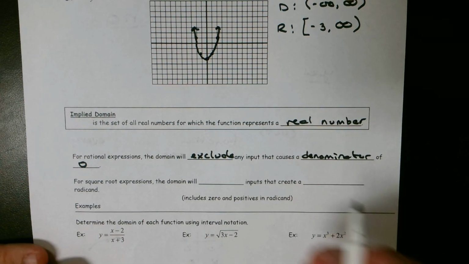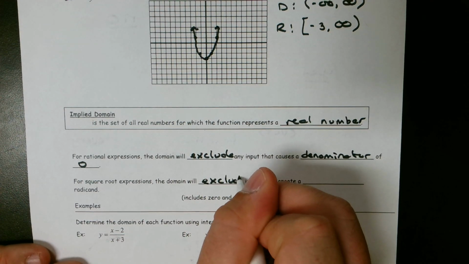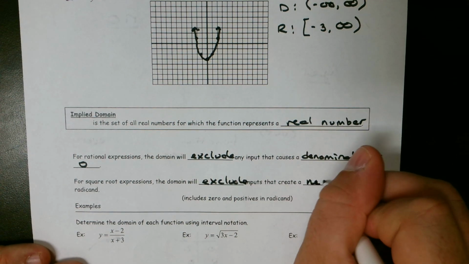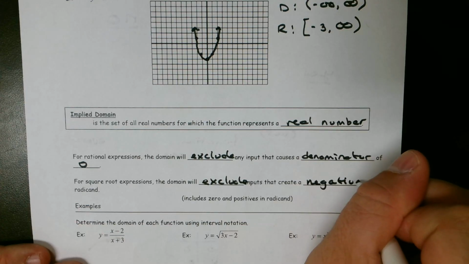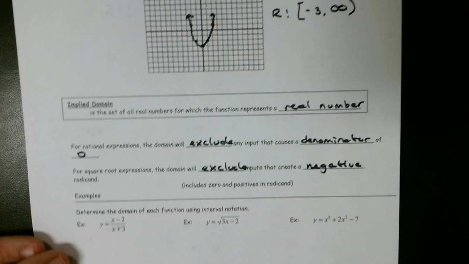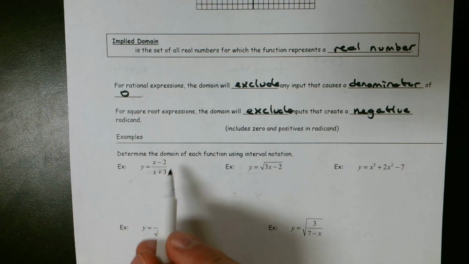Okay. For square root expressions, the domain is going to exclude, you're probably getting ready to jump out of your seat and say it, anything that makes underneath the radical negative, that creates a negative radicand, anything underneath the radical. Okay. So let's look here. Let's find the domain of this.